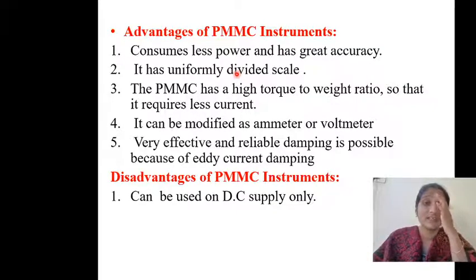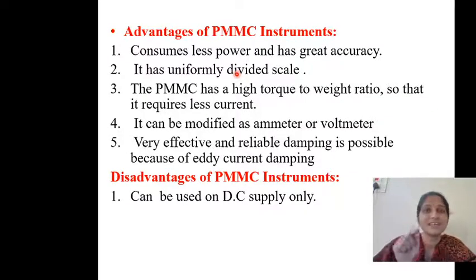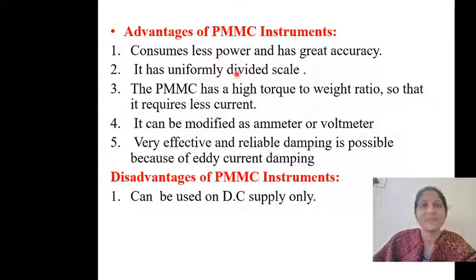Whenever you connect it to an AC supply, for the positive cycle it will show the reading. But in the negative cycle, the current will be reversed, that is, in the negative direction, and the pointer has to go back. So it will not be able to show the reading. So it is not useful for AC supply. It is useful only for DC supply.